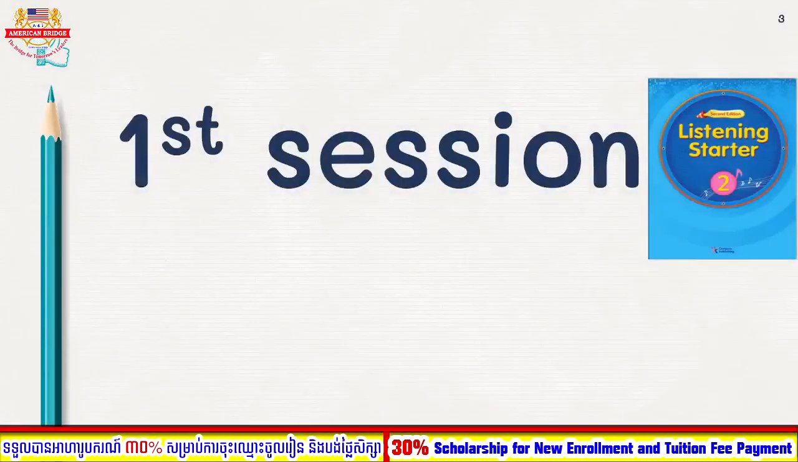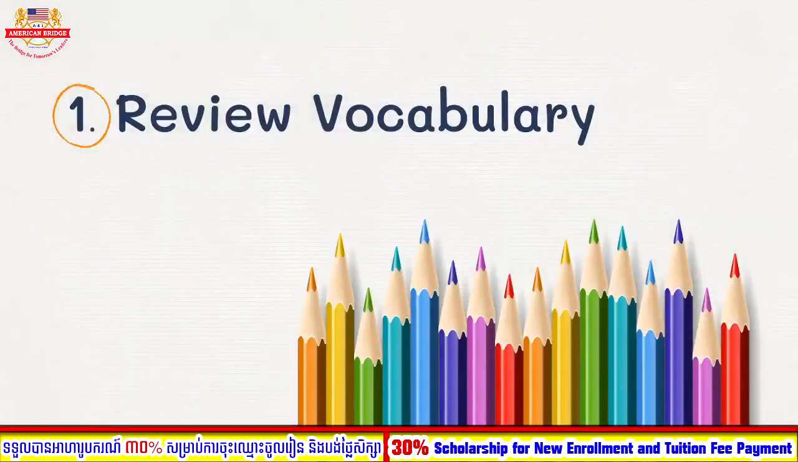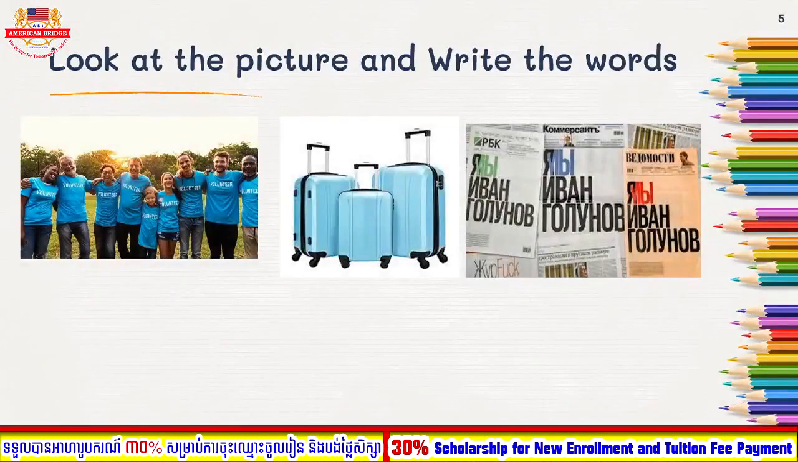Okay, for the first session, we are going to study our book Listening Starter 2, right? For Listening Starter 2 today, teacher wants you to review vocabulary that you already studied from the previous unit. So now let's move on together. The first one, you need to look at the picture and write the word. Teacher has 3 pictures here. Can you guess it? The first picture, the second picture, and the third picture.